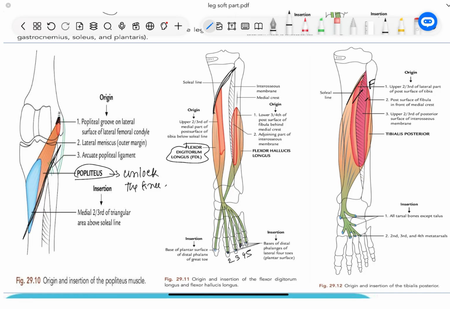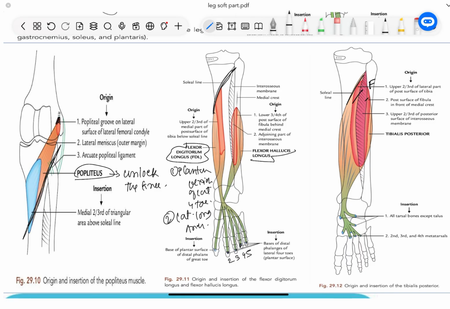What will be the function? Plantar flexion, of course. So it will do plantar flexion of the lateral 4 toes. It also maintains the lateral longitudinal arch. These are the two functions of the flexor digitorum longus.